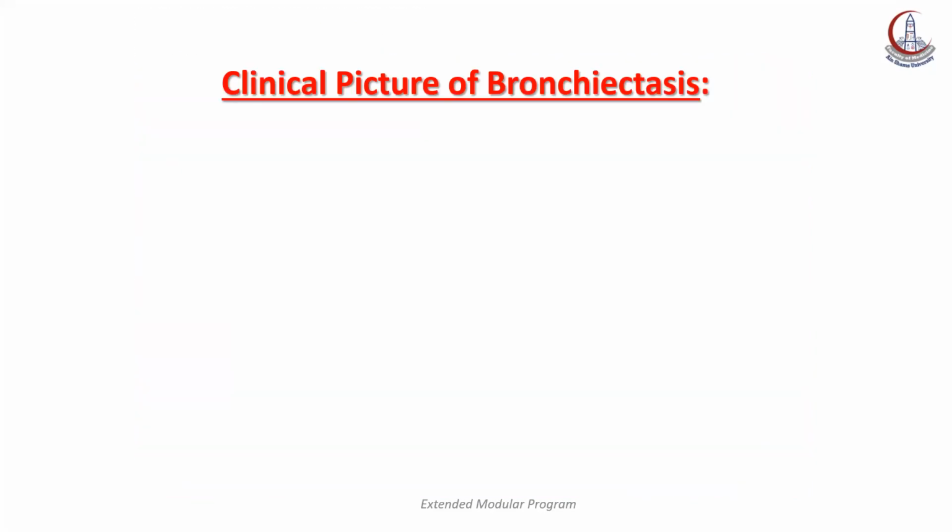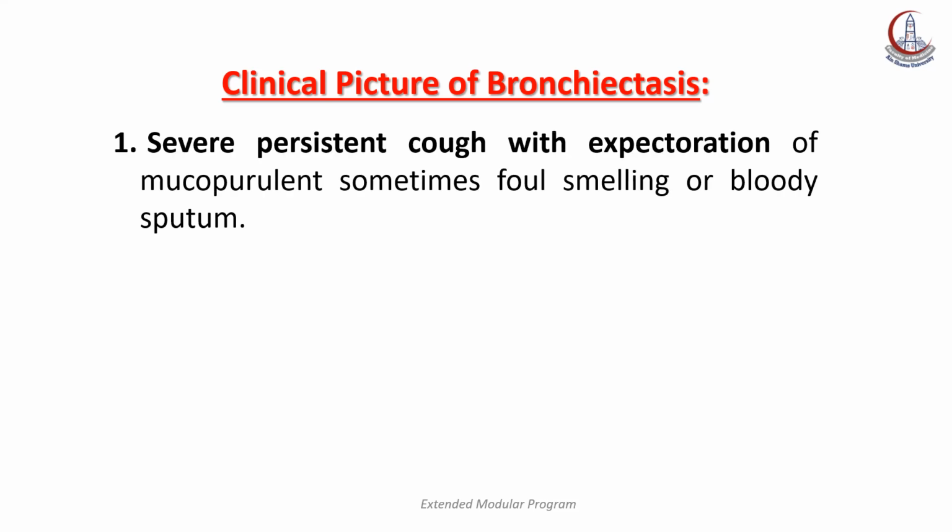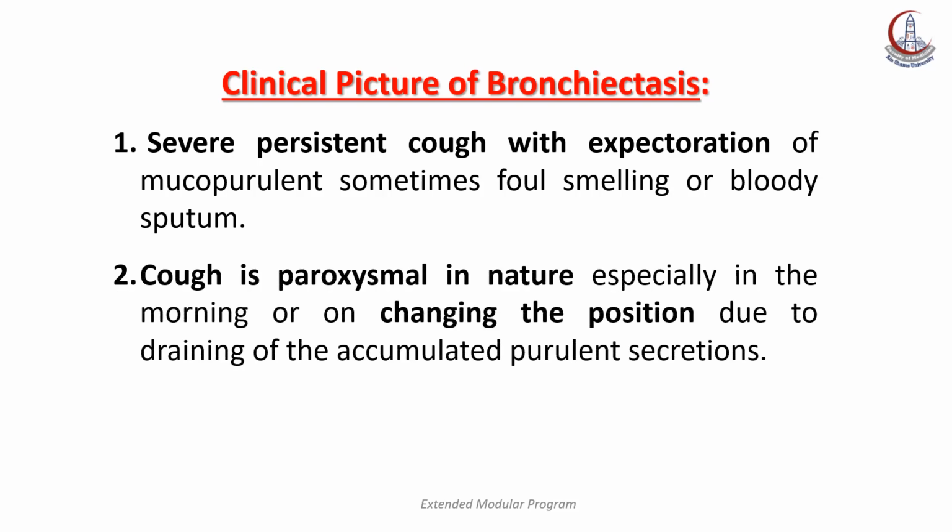The clinical picture of bronchiectasis. The patient complained of severe persistent cough with expectoration of mucopurulent sputum, usually of bad odor or bloody sputum. The cough is paroxysmal in nature, especially in the morning or on changing the position due to draining of the accumulated purulent secretion inside the bronchi and the bronchioles.